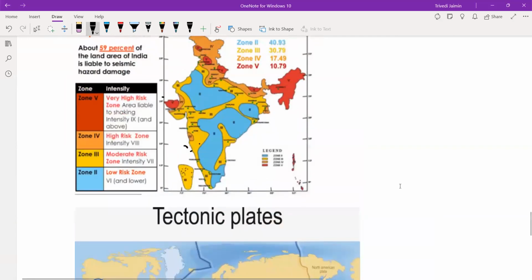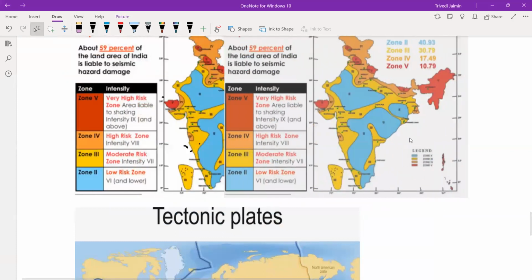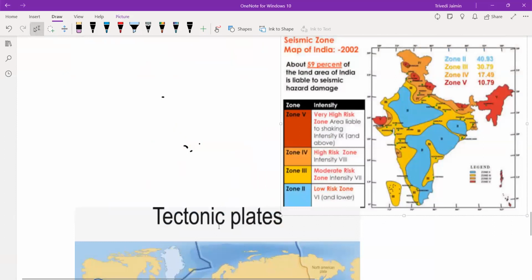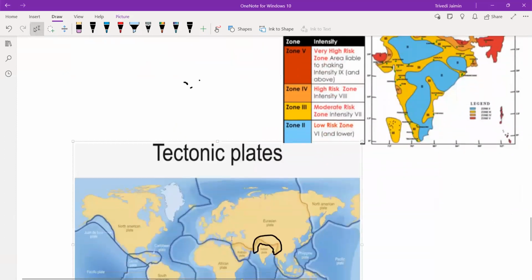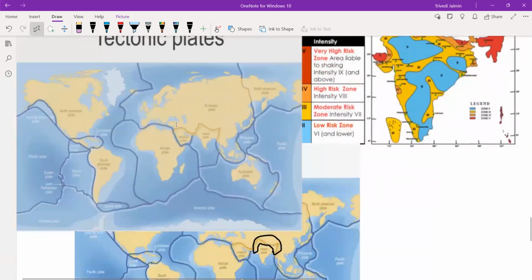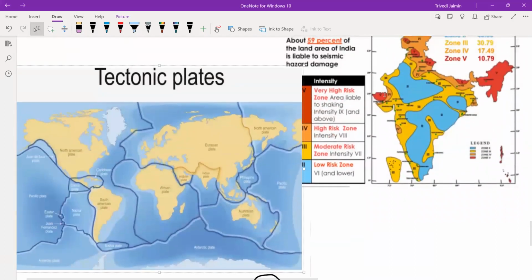Let's compare this one. Let me just take this picture. So in the map there are some big plates like that. Are they really very prone to earthquakes? The small ones are very prone because they are very small. They cannot adjust properly.